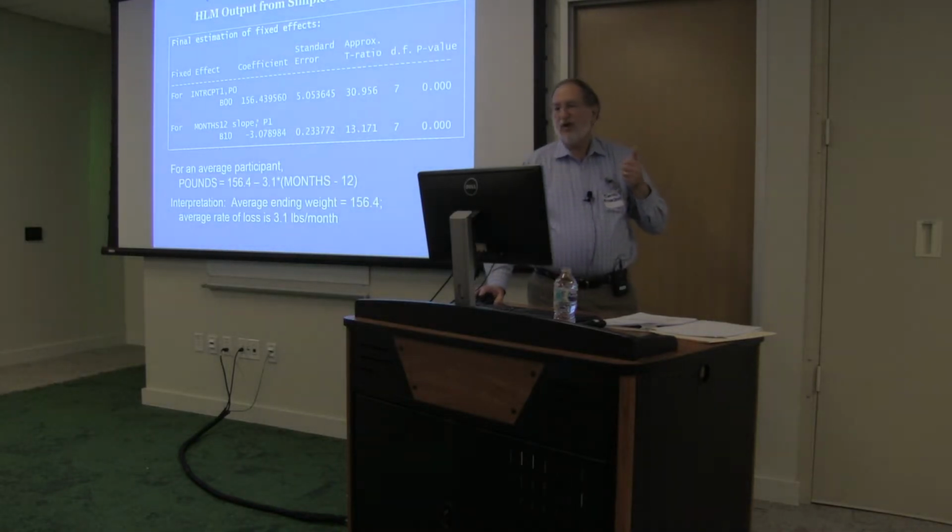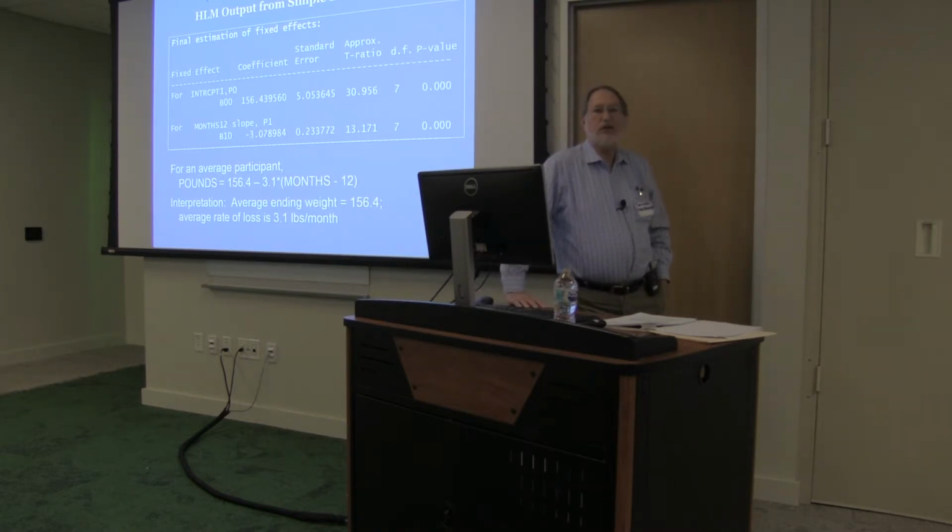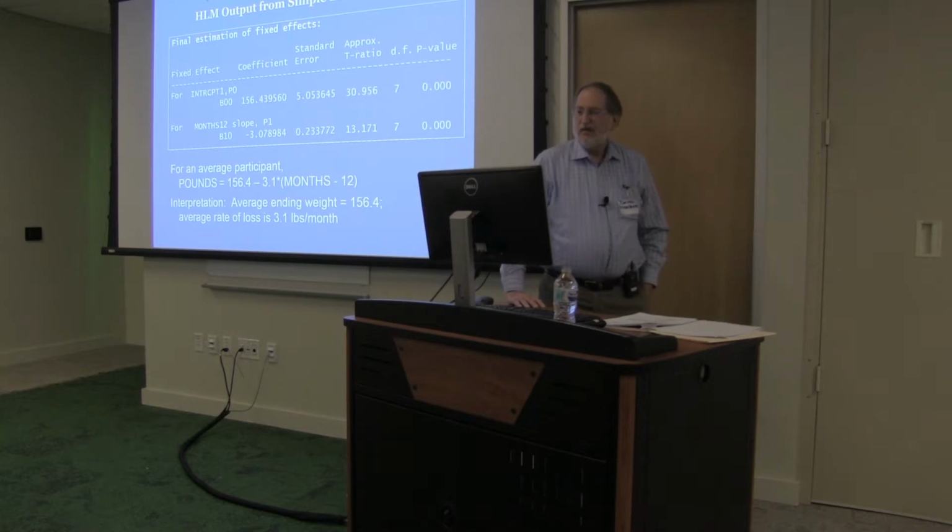And here's part of the results. The average ending weight was 156 pounds. We don't care too much about that. What we care about is the slope. The average slope was minus 3, which means they lost an average of 3 pounds a month. So the average ending weight is 156, and the average rate of loss is 3 pounds a month. But did they differ among each other? Were there differences among the people? That we have to look to.